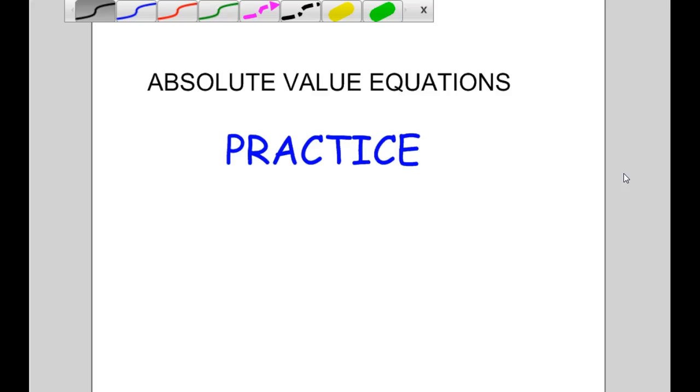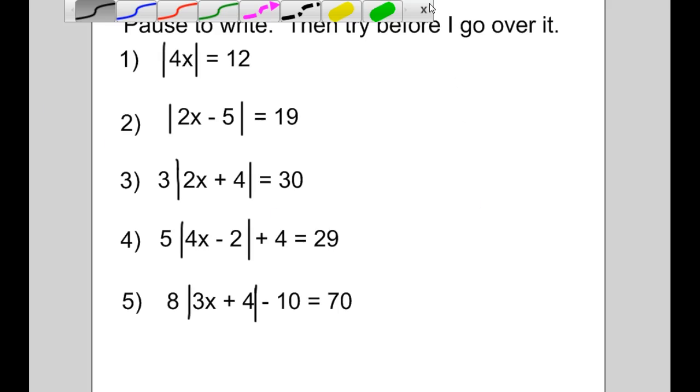Well, hello class. This time we're doing absolute value equations, and I've got a bunch of questions for you to practice. So, if you would, you could write these down, give them a shot, or just give them a shot before I go over each one. Pause whenever you like. Just try them, please, before I start covering them.